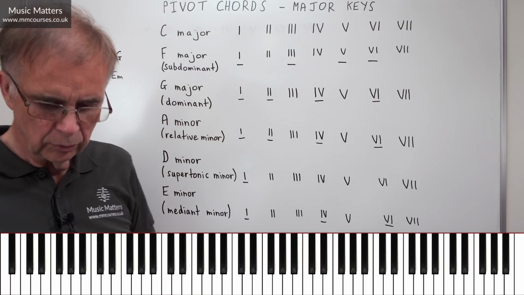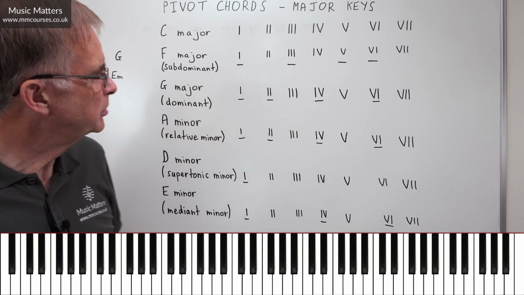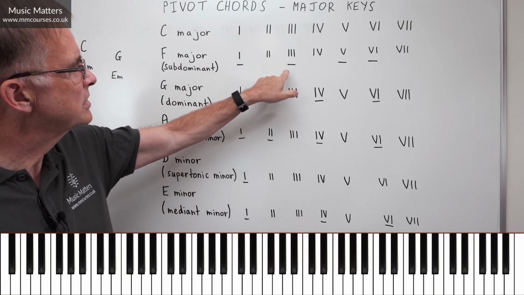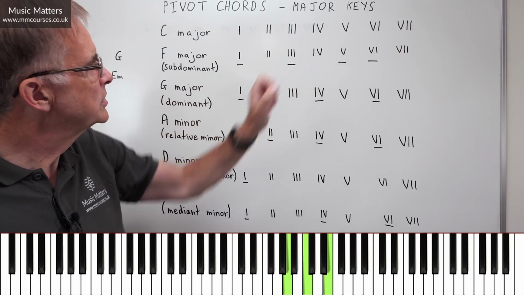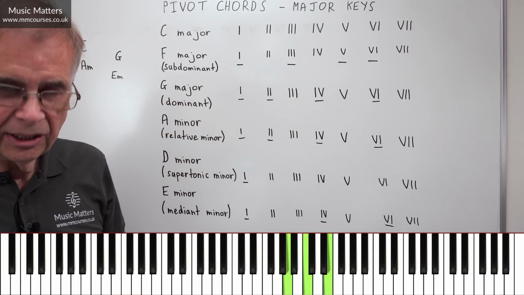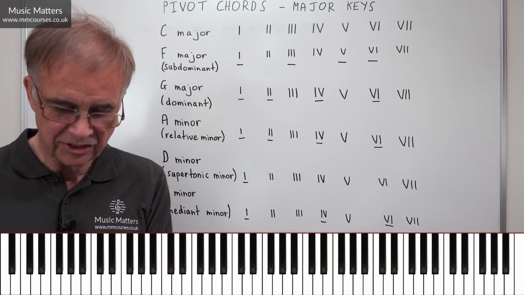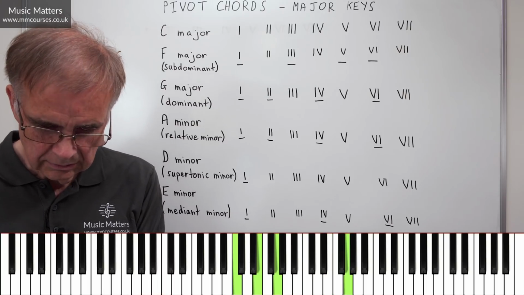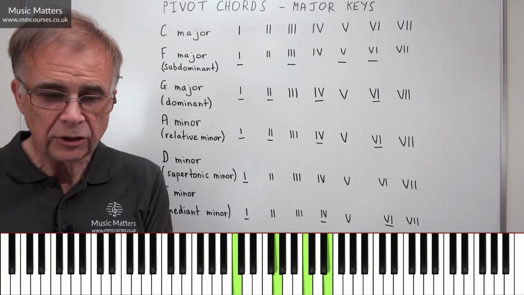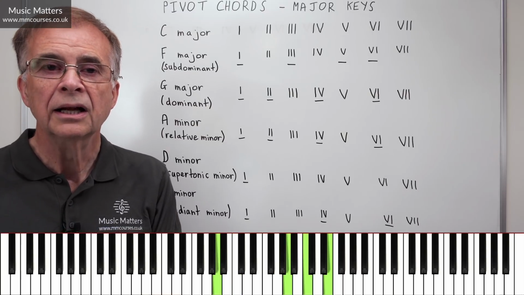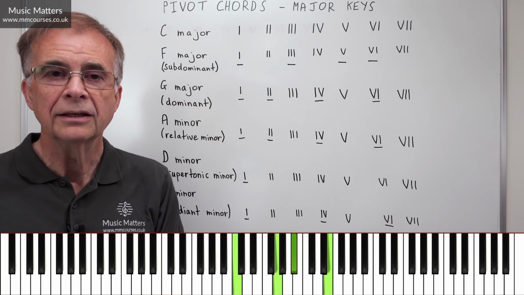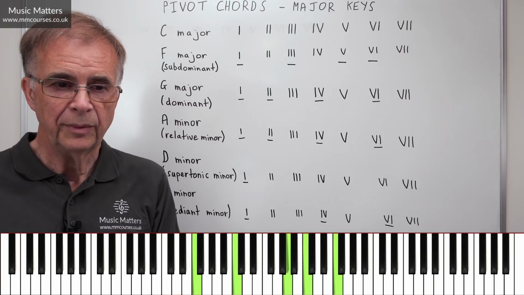Okay, what happens if I want to use chord 3 as a pivot chord? Well, chord 3 in F major is A, C, E, which we said was chord 6 in C major. So here's my phrase in C major. Now if I use that pivot chord and then introduce my B flat, I've gone into F major.